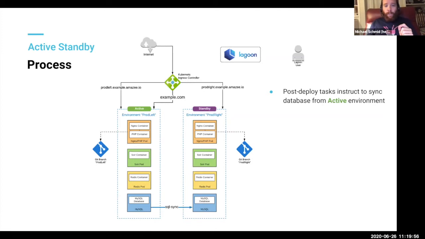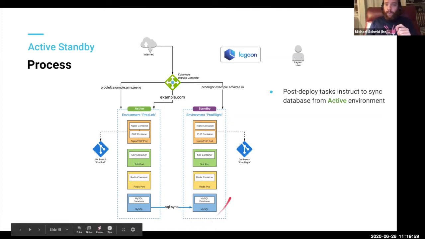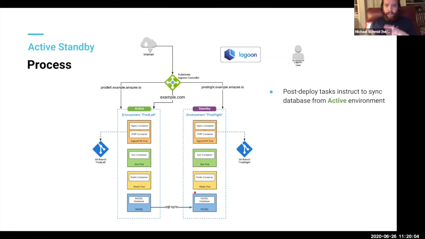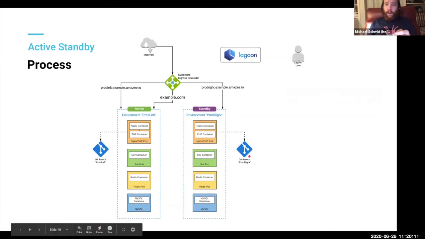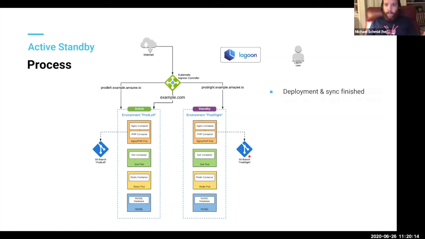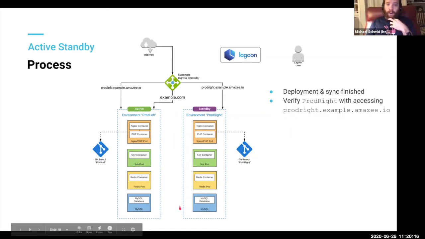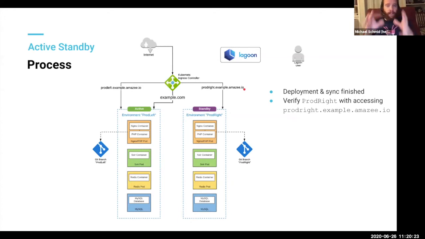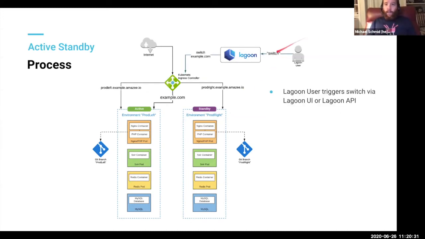Now Lagoon will finish the deployment. And after it is finished, it will do nothing more. It will tell you, hey, I deployed prod_right, I copied the database, I did all the post rollouts, and done. Now it's the task of the engineers to check if the prod_right works correctly. So they will use this URL, visit the environment, and check, is everything correct? Did it behave correctly? Did the deployment work correctly? Do I see all my changes on it? And only then the switch is triggered.